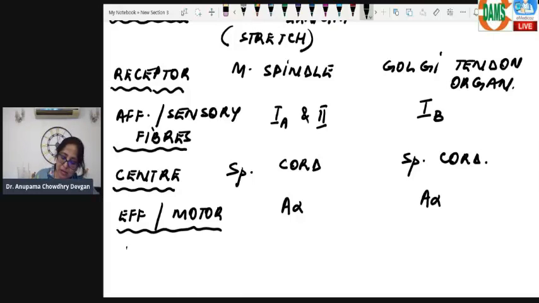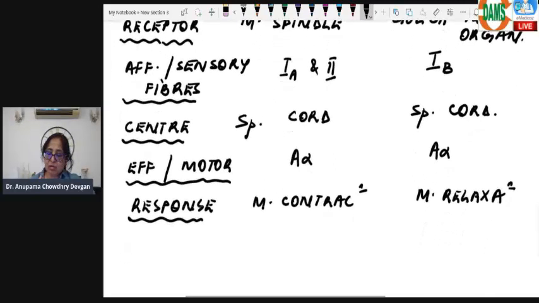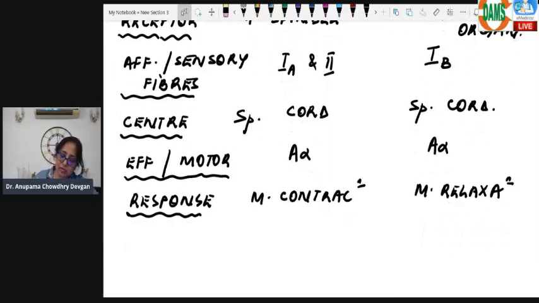What is going to be the response? The response of the stretch reflex is a muscle contraction. The inverse stretch reflex is a muscle relaxation. One response is a muscle contraction, and this is a muscle relaxation.